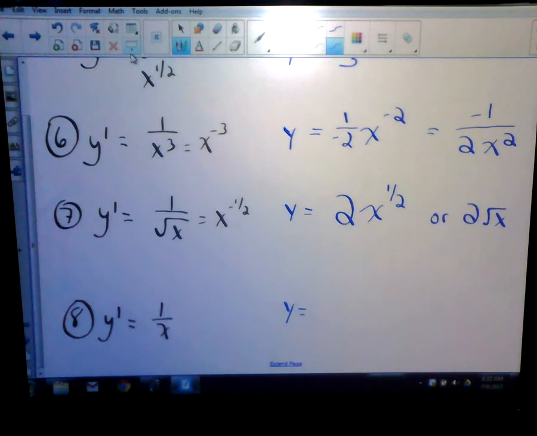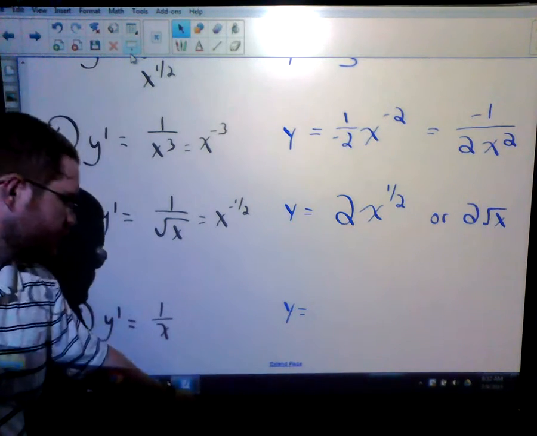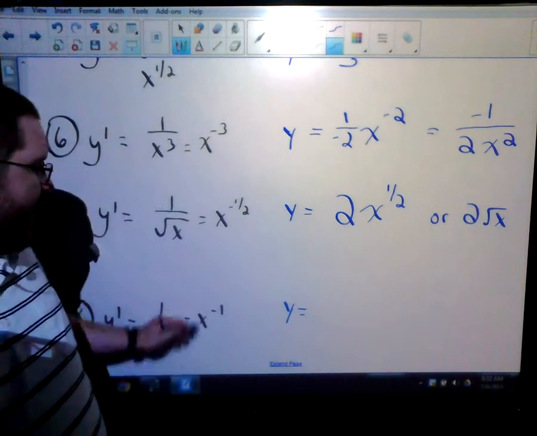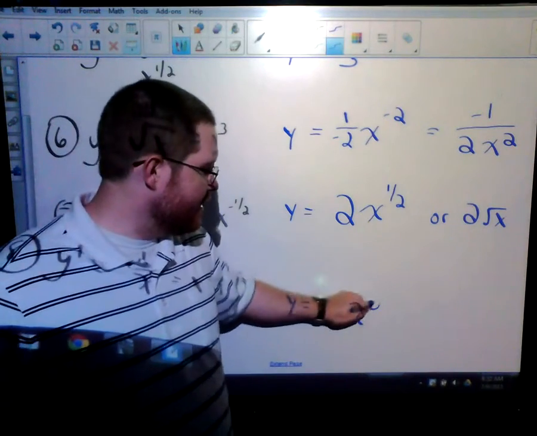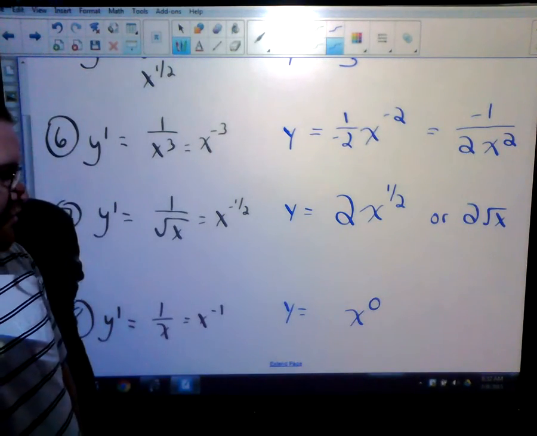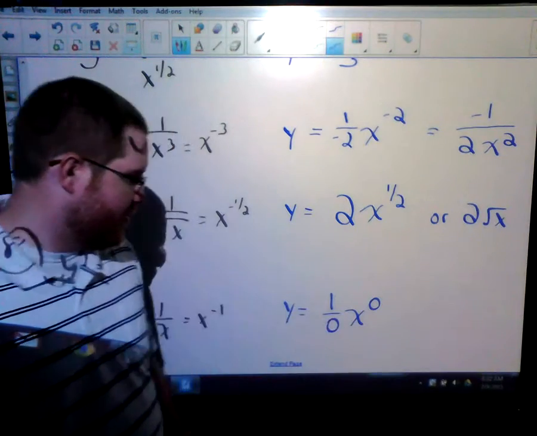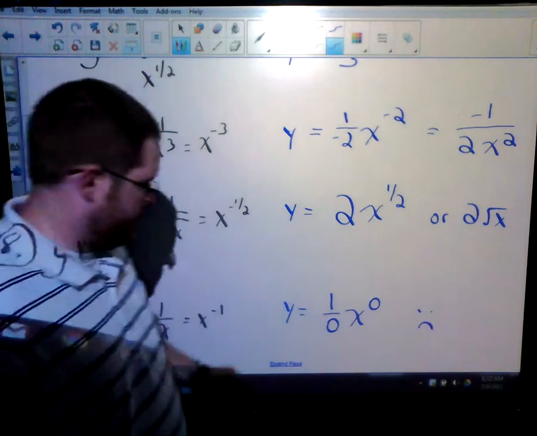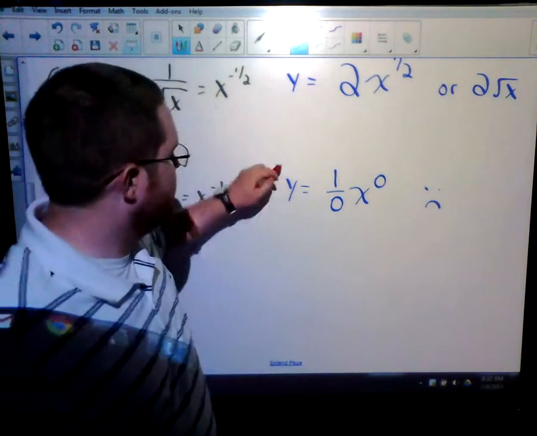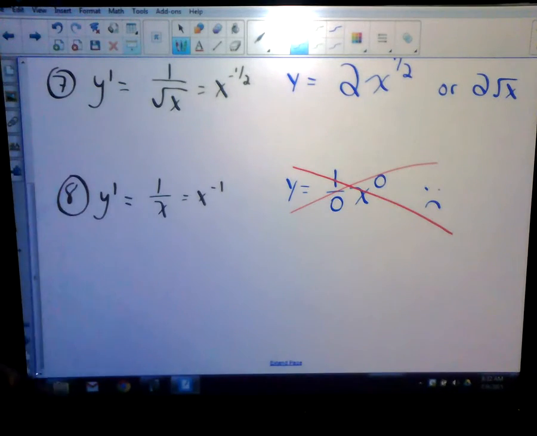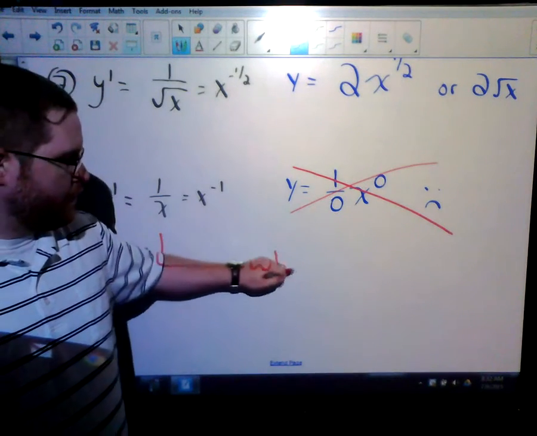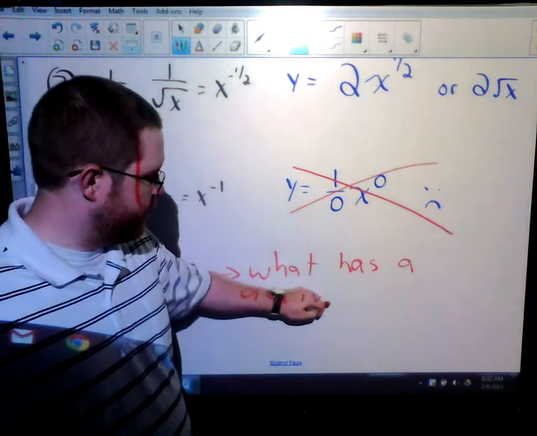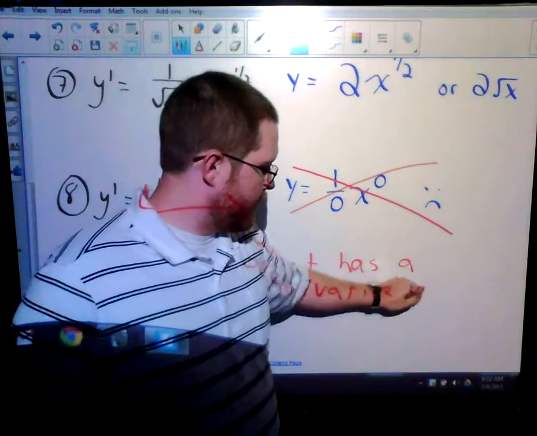How about this? This is kind of an interesting problem. Because if you follow your rules, you're going to get something weird. So if I add 1 to the power, I get x to the 0. And then if I flip that, I get 1 over 0. Can't do that. You can't divide by 0. So this is not the correct way to do this problem. What has a derivative of 1 over x?